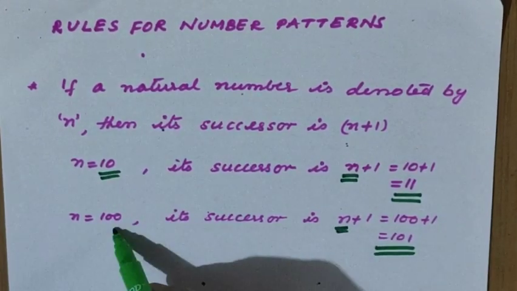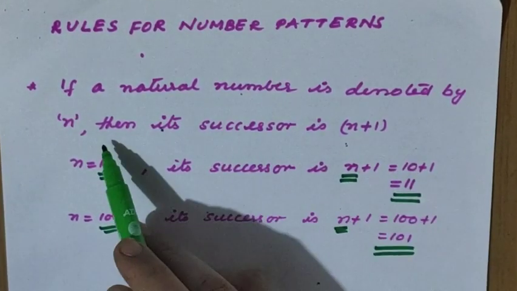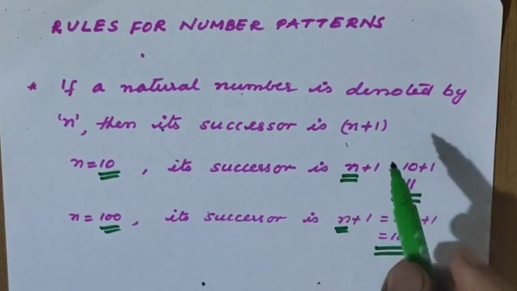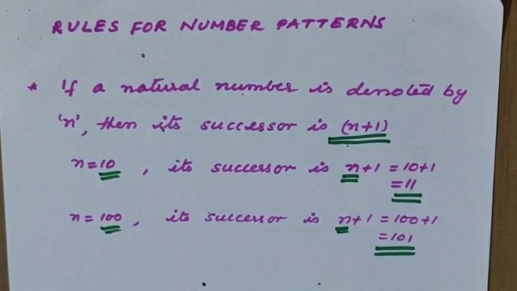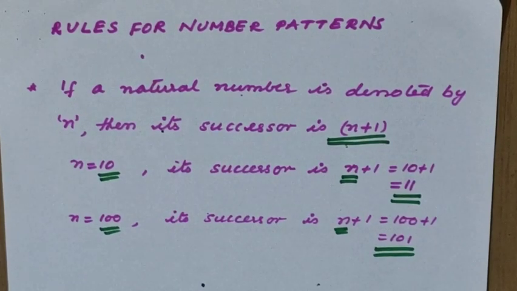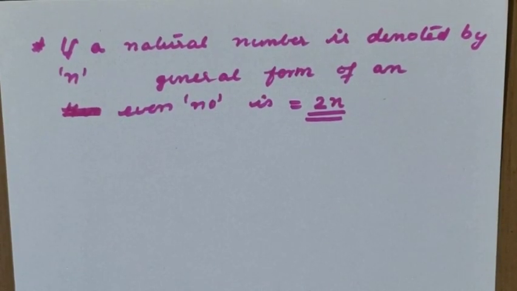N is replaced with 100. So some rules we found. What is the rule? If n is the natural number, then the successor is n plus 1. So we are calculating by using algebraic expression only. If a natural number is denoted by n, then the general form of an even number is 2n.